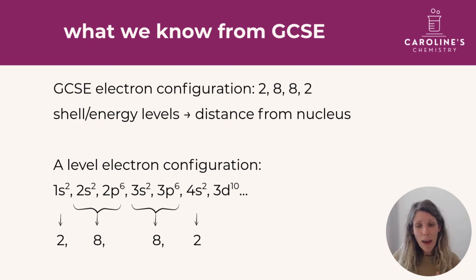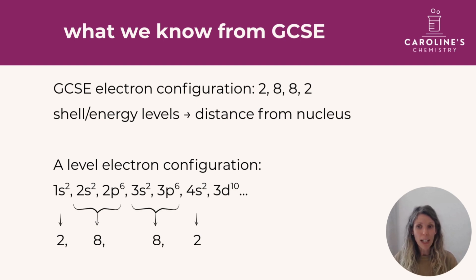You may have come across the electron configuration written now at A-level as 1s2, 2s2, 2p6, 3s2, 3p6, 4s2, and then 3d10. It does go on from that. Now I've mapped this using the arrows to the GCSE configuration. In the first shell, the big number 1 means the first shell, and the superscript says 2, so 1s2. That means there are 2 electrons in the first shell.